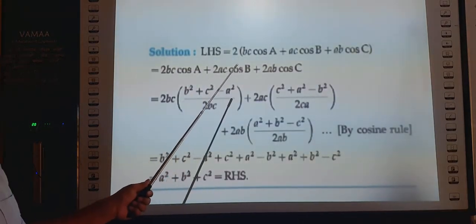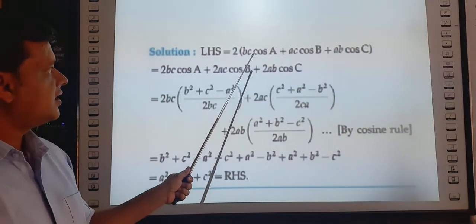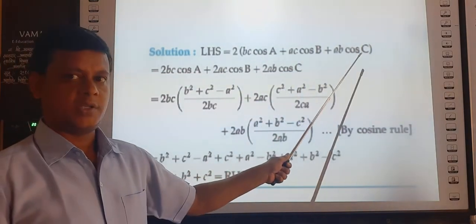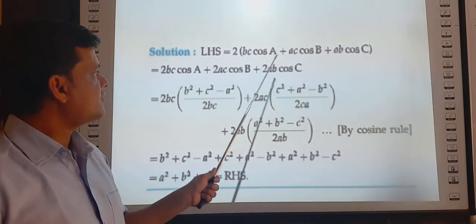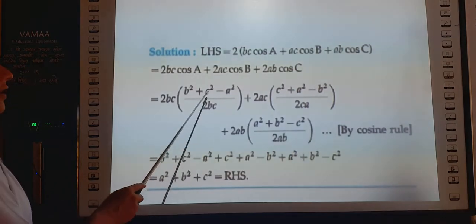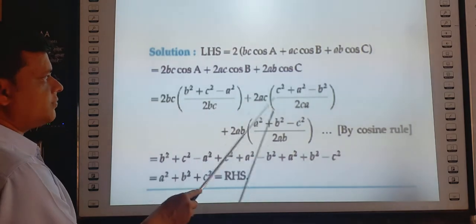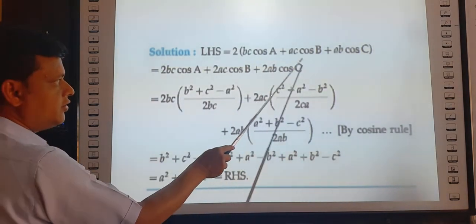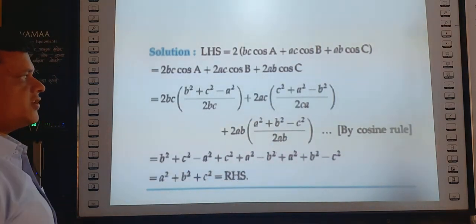Now consider the LHS. We have to substitute the values of cos A, cos B, cos C. For that we know the cosine rule. Now substitute the value of cos A: we replace it with b square plus c square minus a square upon twice bc. Substitute the value of cos B, that is c square plus a square minus b square upon twice ac. Substitute the value of cos C, that is a square plus b square minus c square upon twice ab.